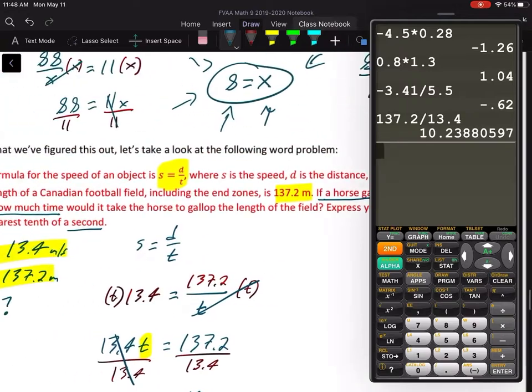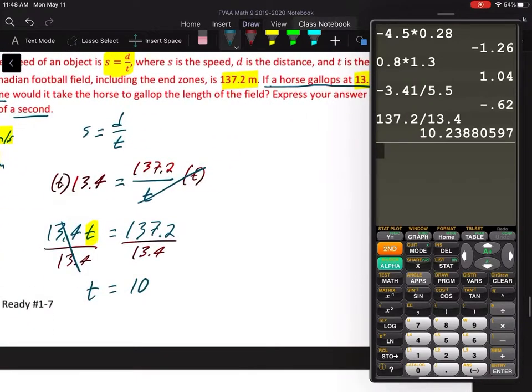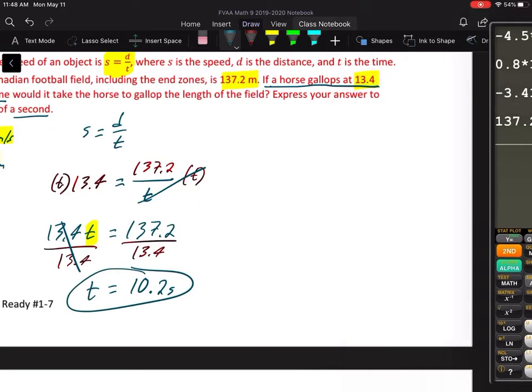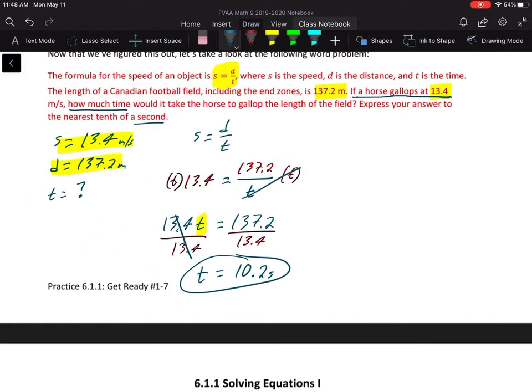And where should I round it? The nearest tenth, 10.2 seconds would be my final answer. It'll take a horse 10.2 seconds to run the length of a Canadian football field. Okay? So that's how you do a question like that.